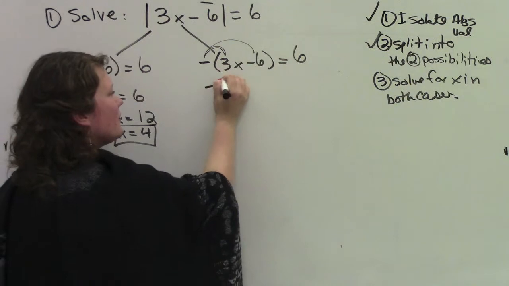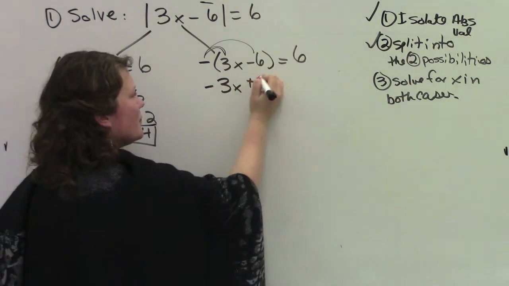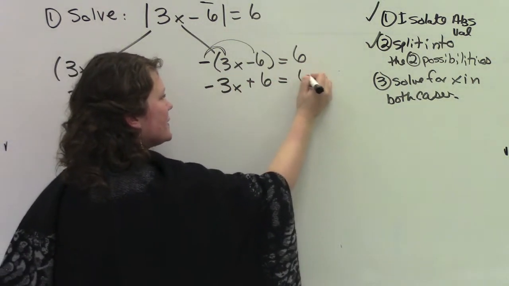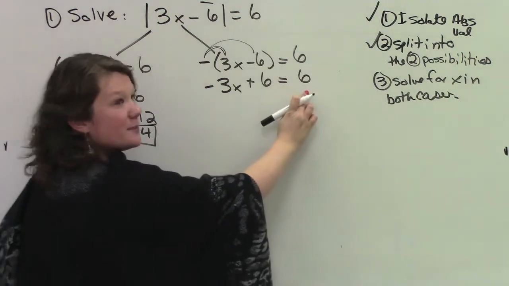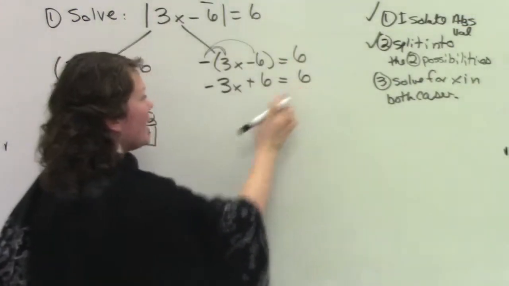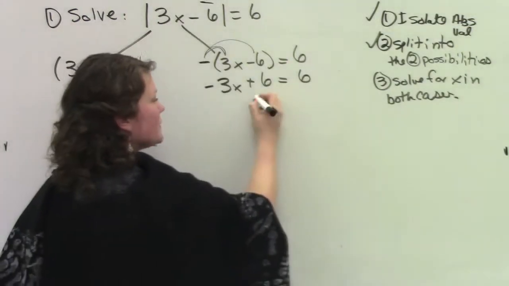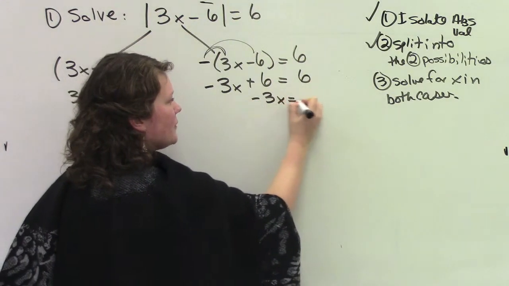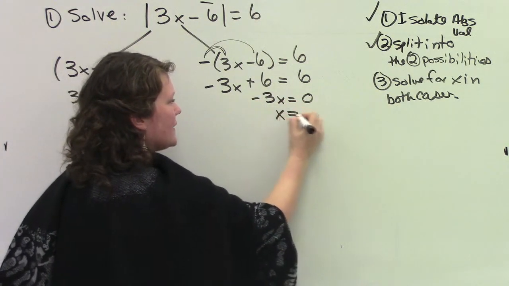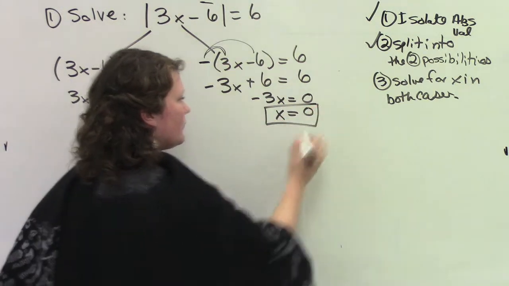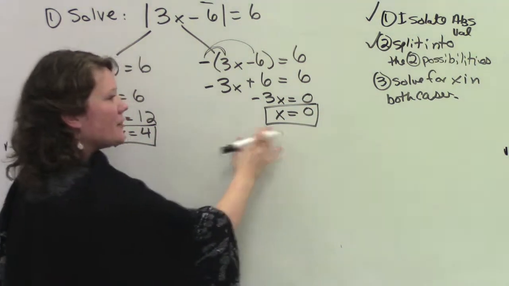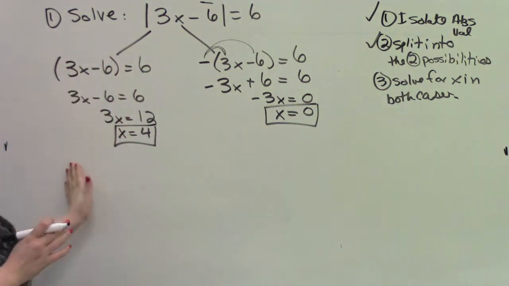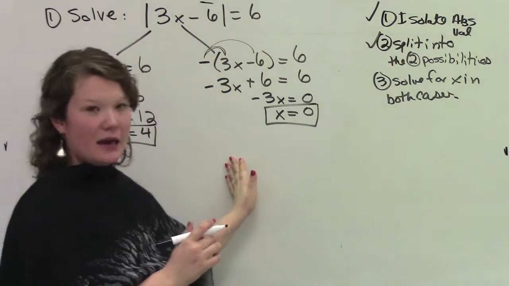Now the second possibility, we need to make sure that we distribute this negative properly, so it becomes negative 3x plus 6 equals 6. If I subtract 6 from both sides, I'm going to get 0. So negative 3x equals 0. Therefore, x equals 0. So I have two different values of x, one taking the positive branch and one taking the negative branch.